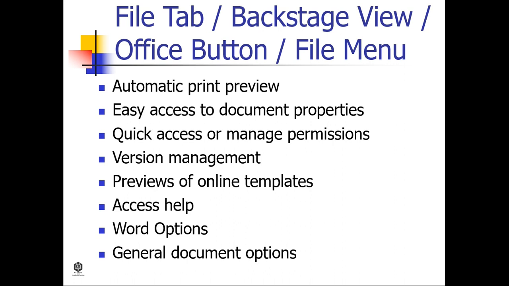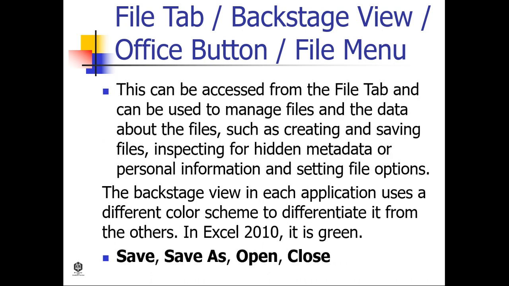There are options on this tab including the following: automatic print preview, easy access to document properties, quick access or manage permissions, version management, previews of online templates, access help, Word options, and general document options. This can be accessed from the File tab and can be used to manage files and the data about the files, such as creating and saving files, inspecting for hidden metadata or personal information, and setting file options.